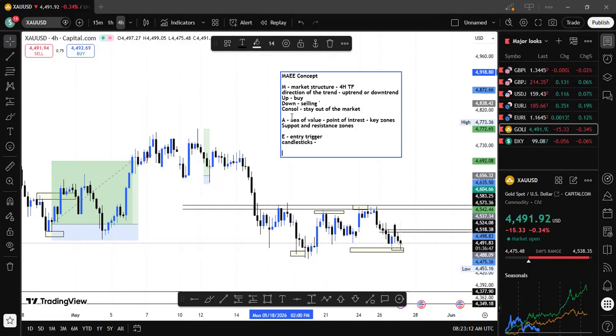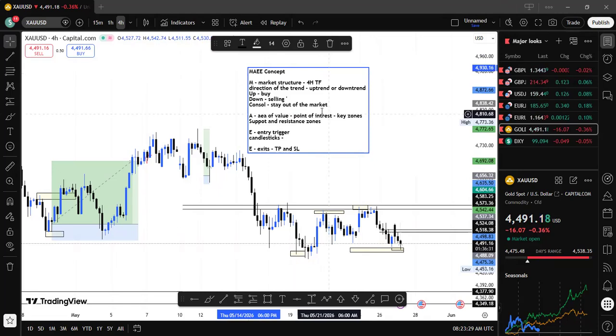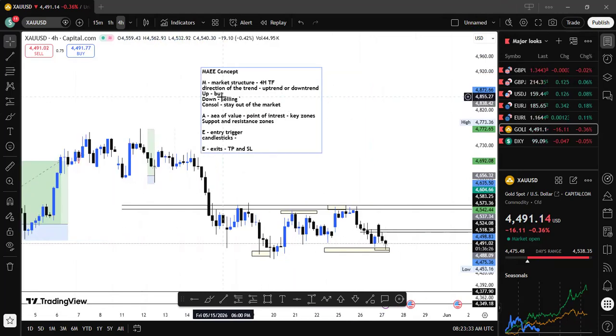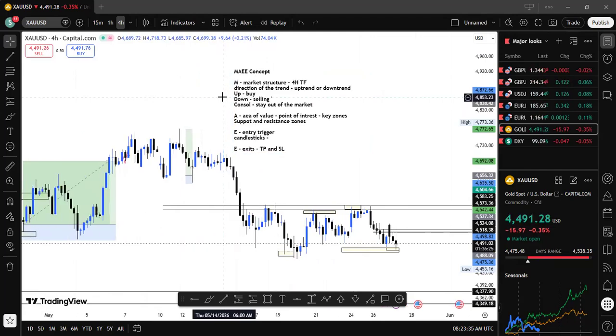And the last E is exit, which is basically my TP and my SL, my take profit and my stop loss. All right. So this is one of the strategies I use, make concept. I just go to the 4-hour time frame to give me an overall direction of the market, whether the market is in an uptrend or a downtrend.